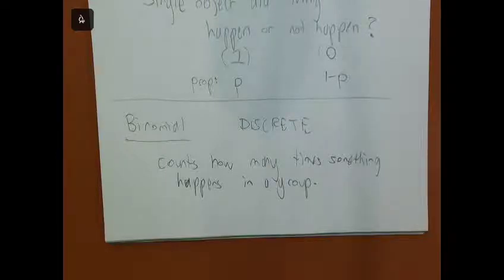It's like you're counting how many successes there are. There are a fixed number of them. That's the size of the group. And you have the same probability each time, and they're independent of each other. You can look up those rules.